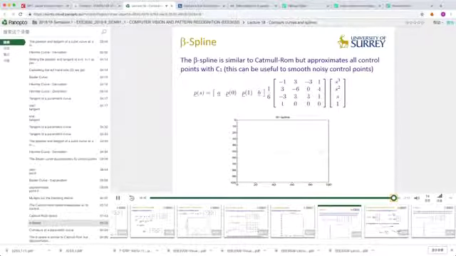So let's do the demo of that. All I'm going to change in this code now is the M. I'm going to swap that blending matrix for the beta spline blending matrix. Let's click. 1, 2, 3, 4, 5, 6, 7, 8. And there we have the approximating curve, which is smoothed out to some degree, those points.